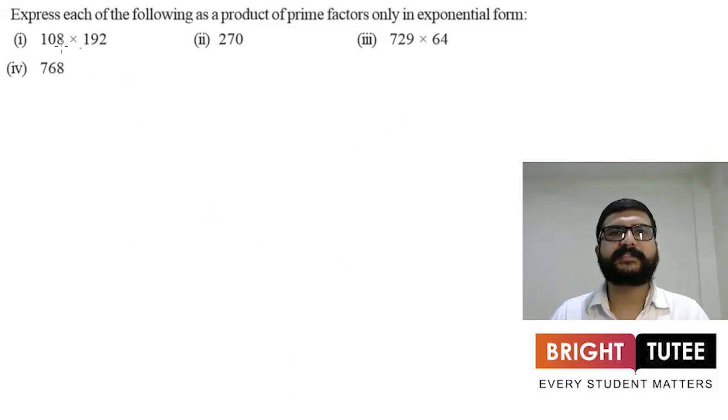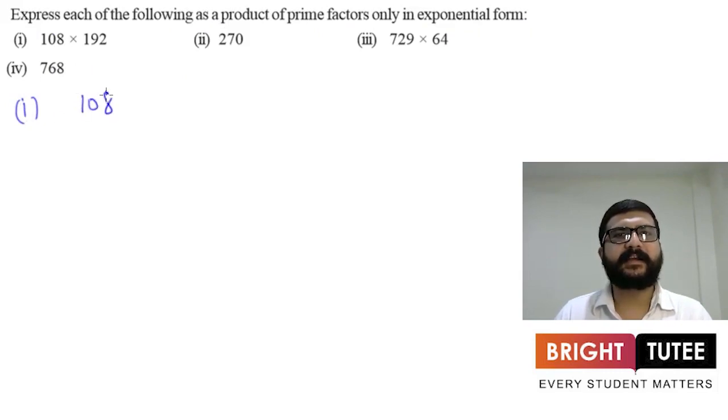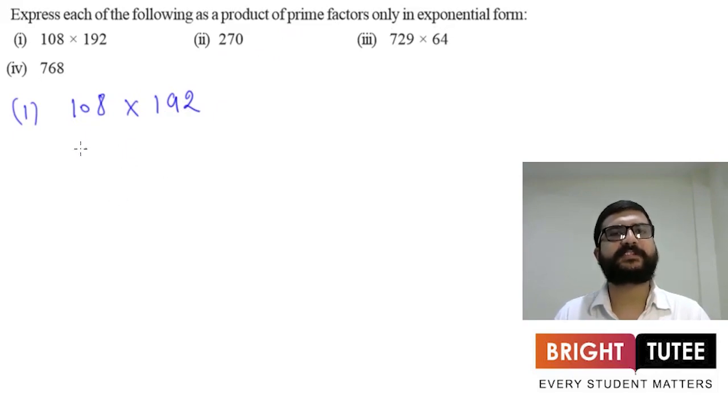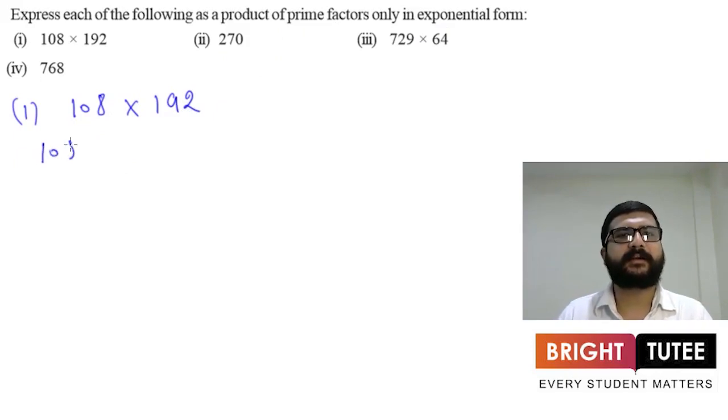Now here is the next question. The question is, express each of the following as a product of prime factors only in exponential form. Let's see the first part. First part is 108 into 192. 108 multiplied with 192. We have to write this number as product of prime factors only in exponential form. So first of all, we have to do prime factorization of these numbers. So let's do it for 108 first.